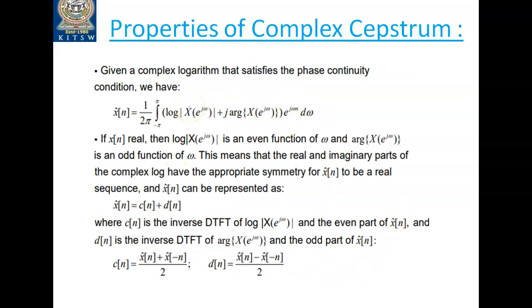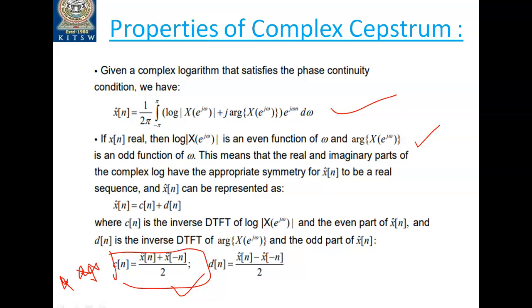Now, when it comes to the properties of the complex cepstrum, given a complex logarithm which satisfies the phase continuity condition, and we have x̂(n) equal to something like this, and if x(n) is real, then log of the magnitude of X(e^jω) is an even function of ω, and the argument of X(e^jω) is an odd function. The most important property that we need to remember here is that c(n) is the summation of x̂(n) plus x̂(−n) divided by 2. This is a very important property, and we can also see the proof of this statement, that is c(n) equal to [x̂(n) plus x̂(−n)] by 2.